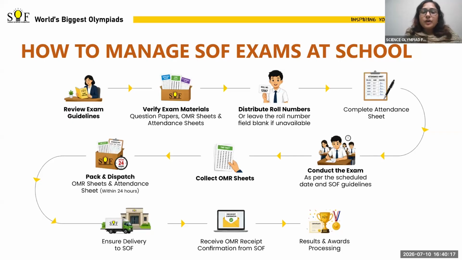Once SOF receives the OMR sheets, you will receive the OMR receipt confirmation on your mail. After successful evaluation, results are declared, followed by the awards, medals, certificates, and performance reports for eligible students, teachers, and schools. And we all know we celebrate success every year through an annual award ceremony. So by following these simple steps, schools can ensure the smooth, transparent, and successful conduct of the SOF Olympiad examination.